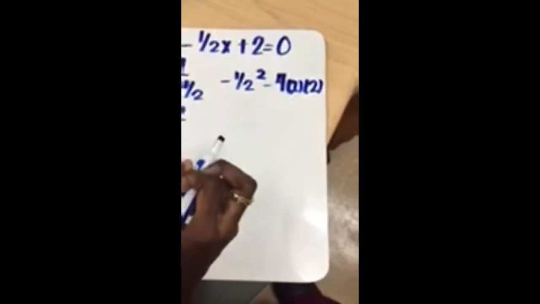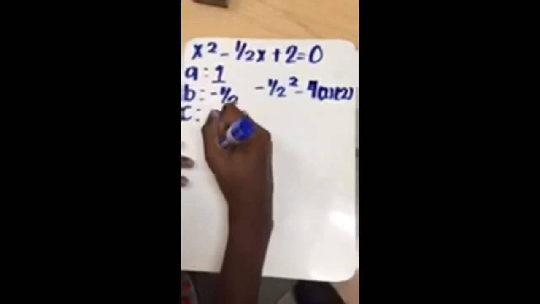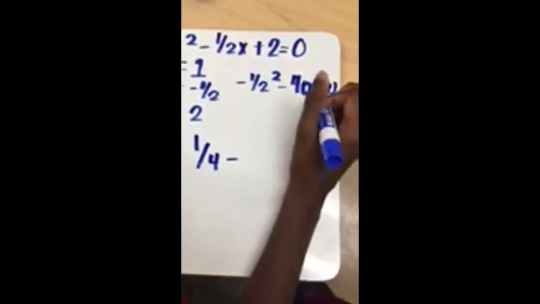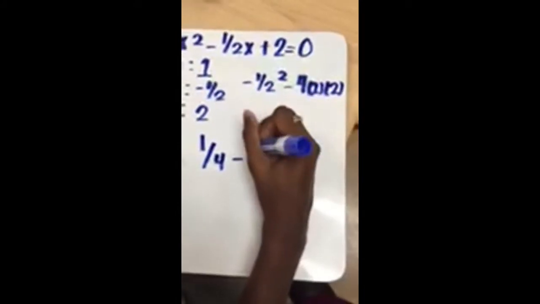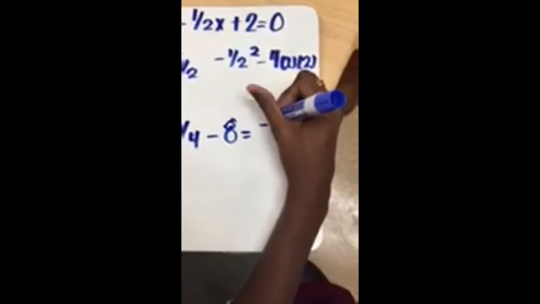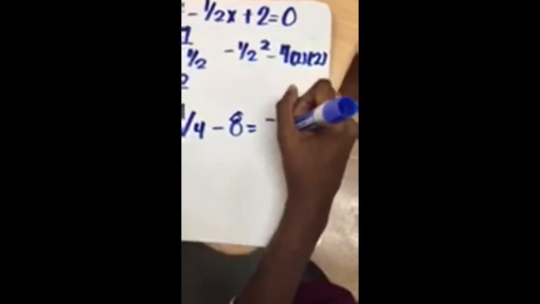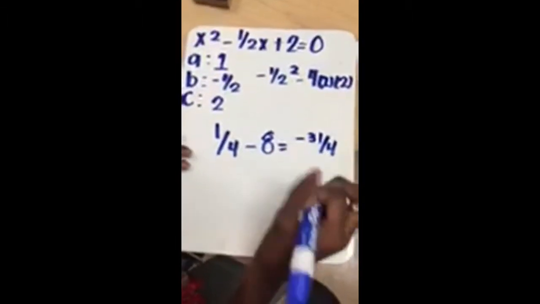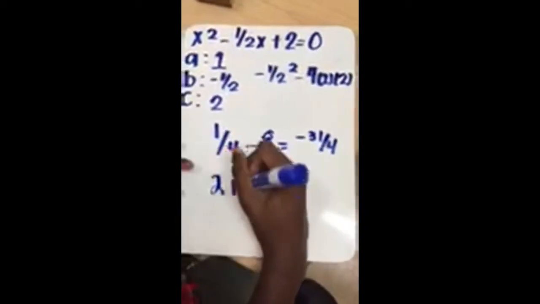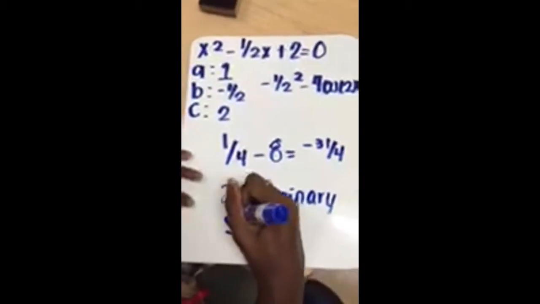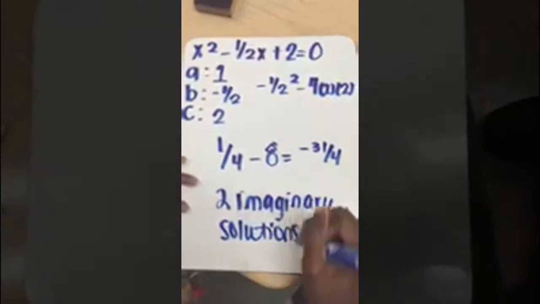Negative 1/2 squared is 1/4 minus 2 times 1 is 2, times 4 is 8, which will give you negative 31/4. Again, since it's a negative result, it will be two imaginary solutions.